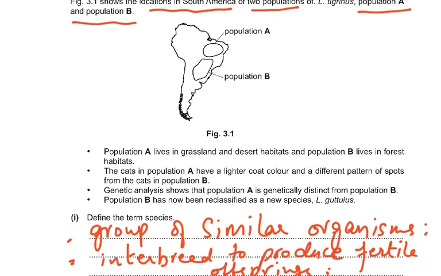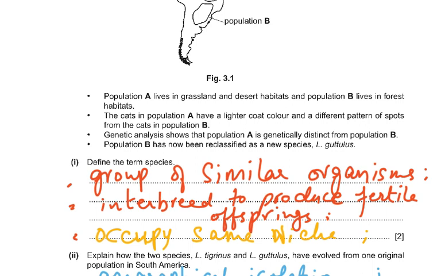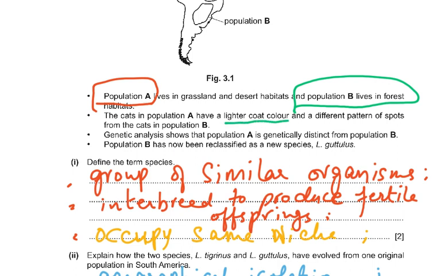Population A lives in grassland and desert habitats. So they've given you a little more information now. Population A lives in grasslands and desert habitats, and population B lives in forest habitats. The cats in population A have a lighter coat color and a different pattern of spots from the cats in population B. Now, genetic analysis shows that population A is genetically distinct from population B. Population B has now been reclassified as a new species.